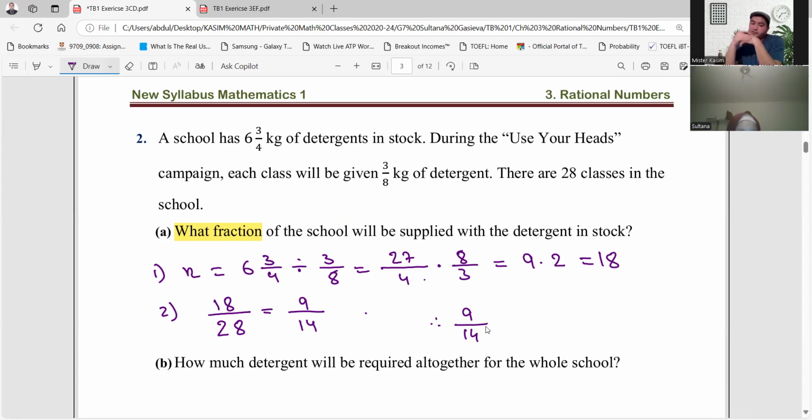What is the second question? Can you read it? B. How much detergent will be required altogether for the whole school? How do you solve this question? How much detergent will be required altogether for the whole school?